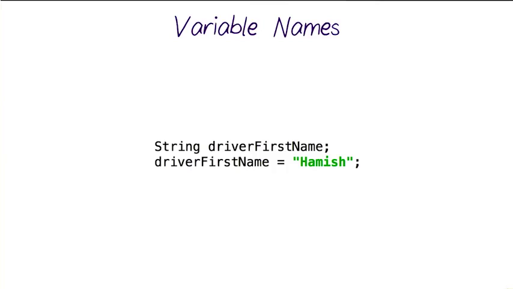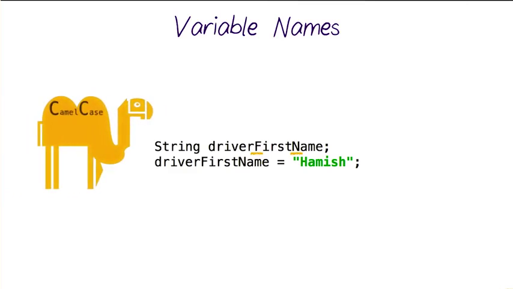Remember when we declared this driver's first name variable earlier? Did you notice how I used some capital letters in the name here? This is called camel case because it resembles the humps of a camel back. However, the first letter here seemed to be a lowercase letter. This is called the lower camel case. Another variation is called the upper camel case.